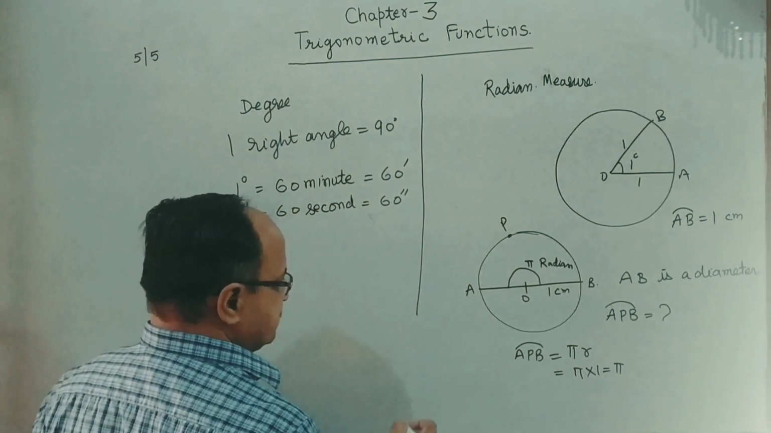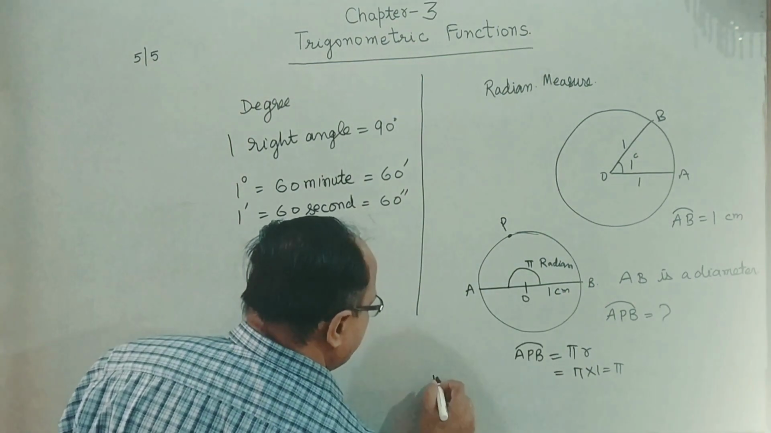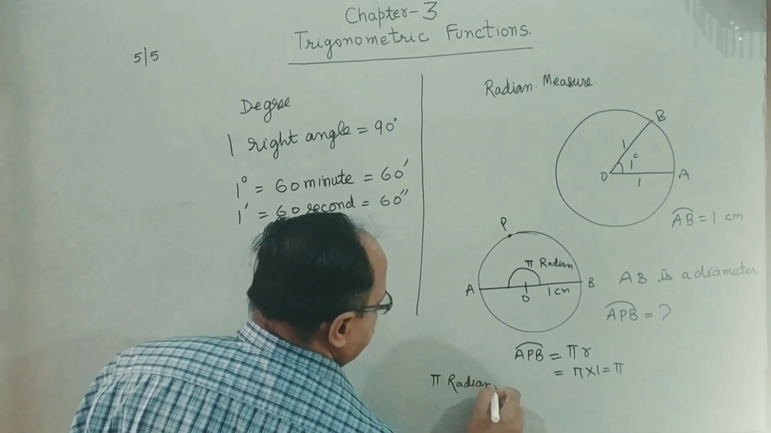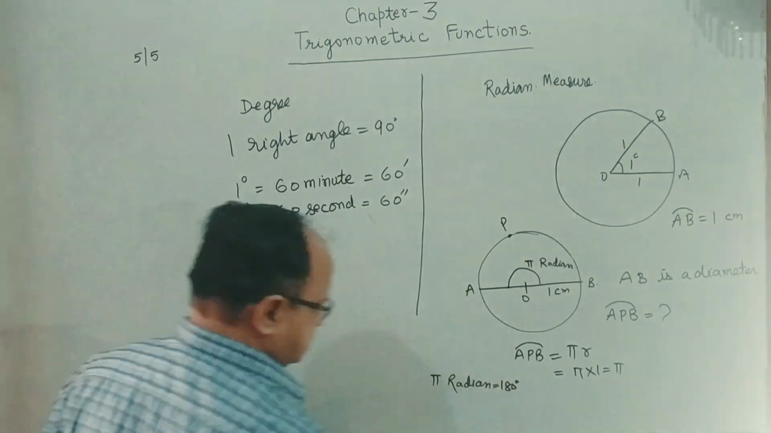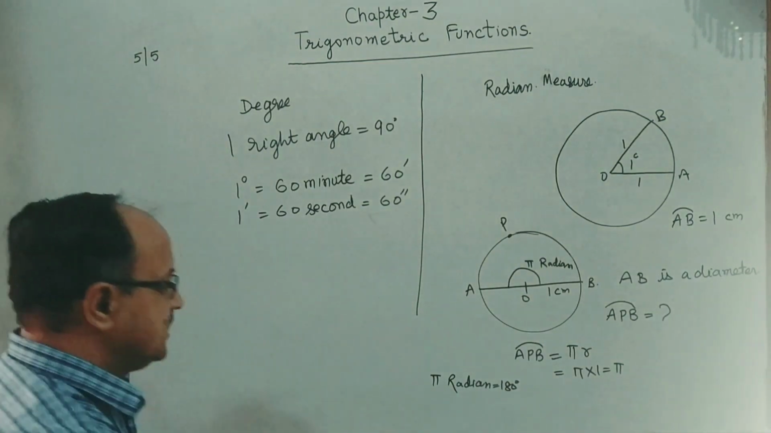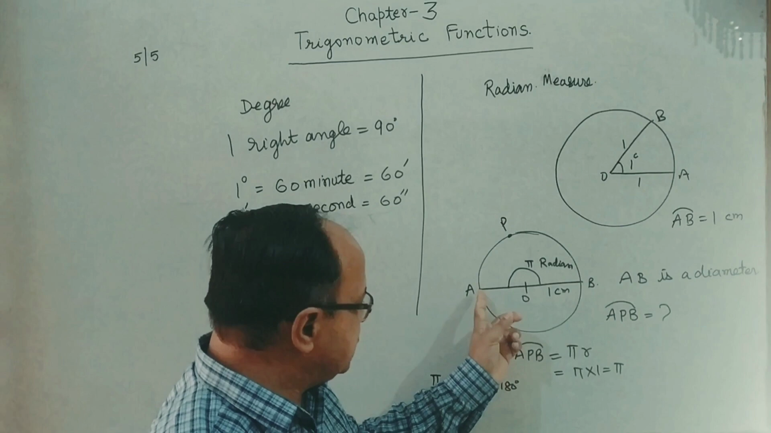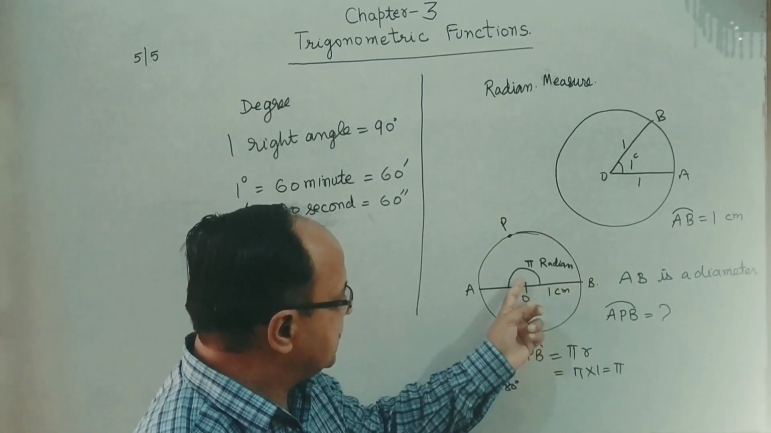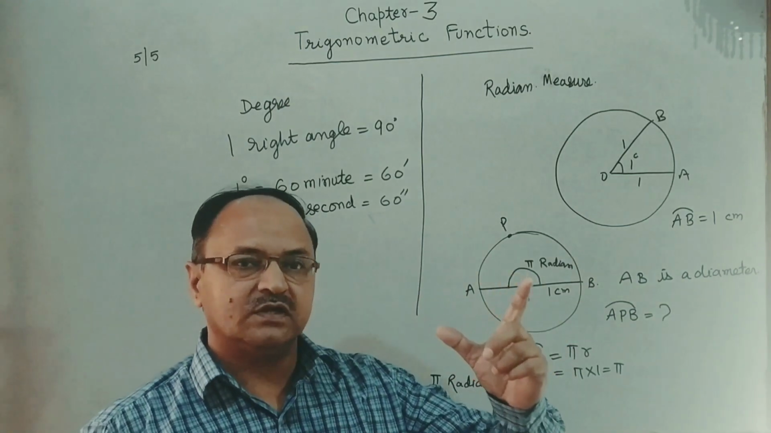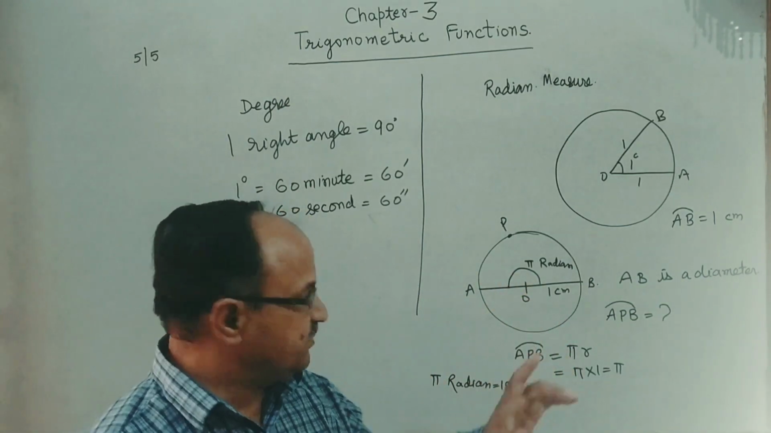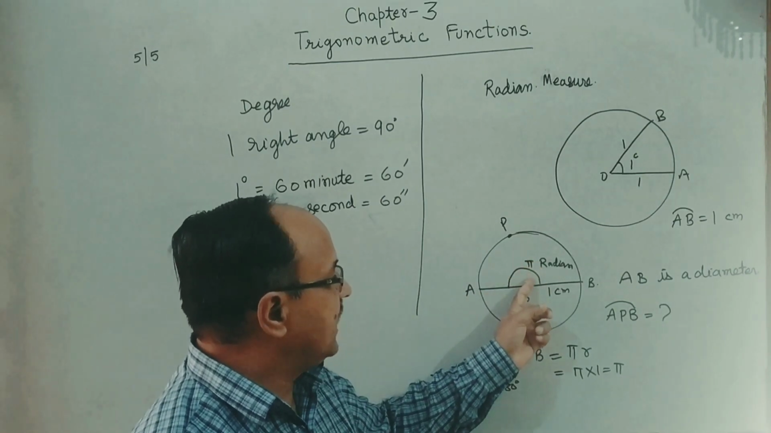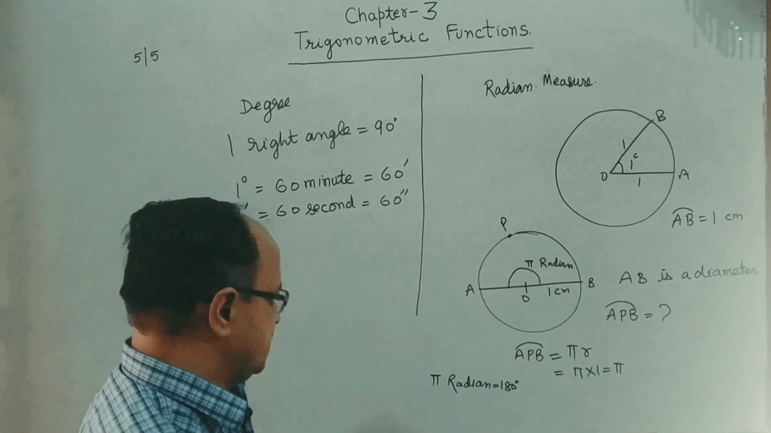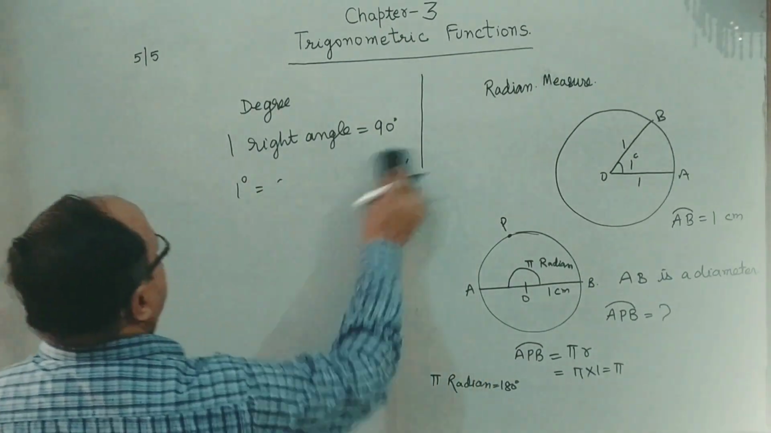And you know that this angle is 180 degrees. It means you can say pi radian is equal to 180 degrees. Because you know that the length of arc APB is pi. It means this arc subtends an angle at the center that is pi radian. Clear?